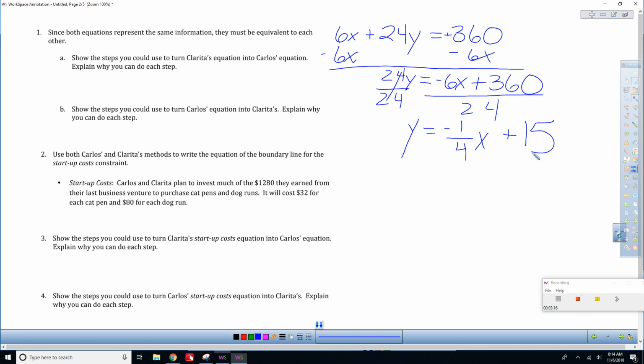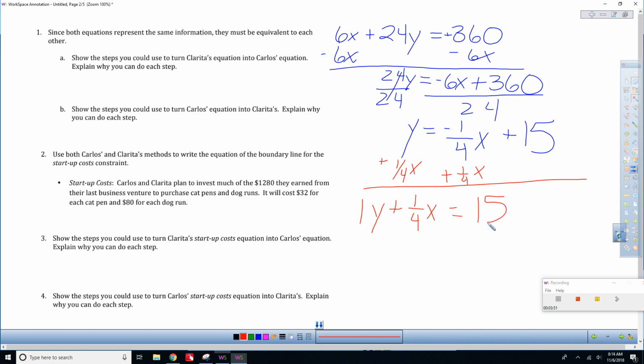Now, how can we turn Carlos's equation into Clarita's? Well, we're going to start with this. So let's see. What can we multiply everything by? Well, I know that we eventually want to have a 24y. Let's add 1/4 x to both sides. So you get y plus 1/4 times x equals 15.